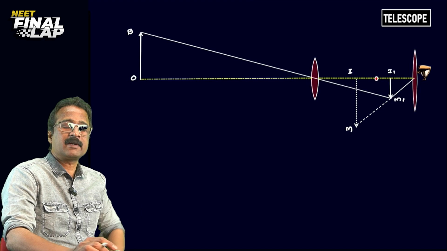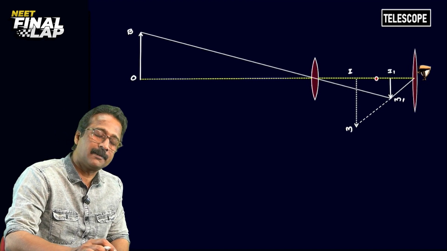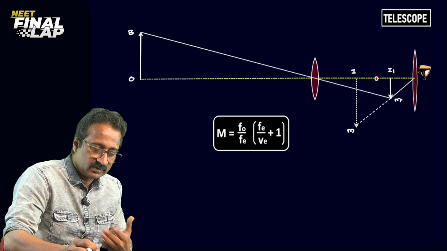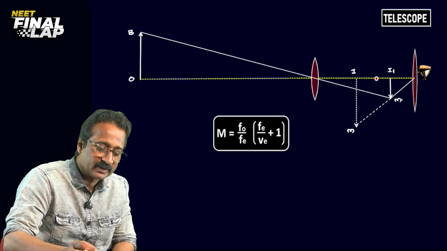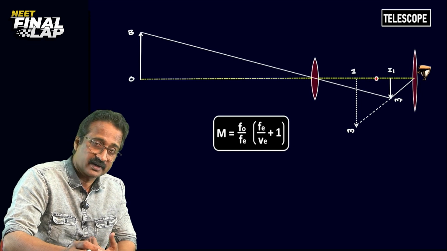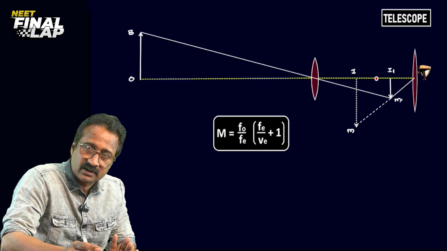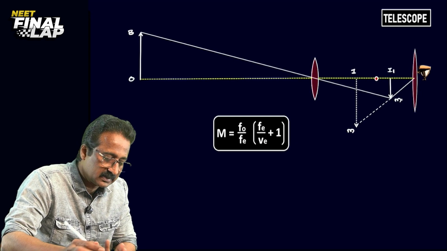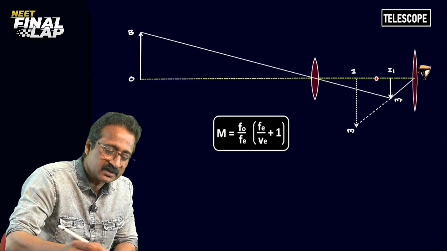How much magnifying power can a telescope give us? Let's see. We need certain expressions, distances. I give you the equation here. M is equal to FO by FE into (FE by V plus 1). That's the equation. Yes, it is derived, but what are the terms you must be aware of? Let's see. I show all the necessary distances here.